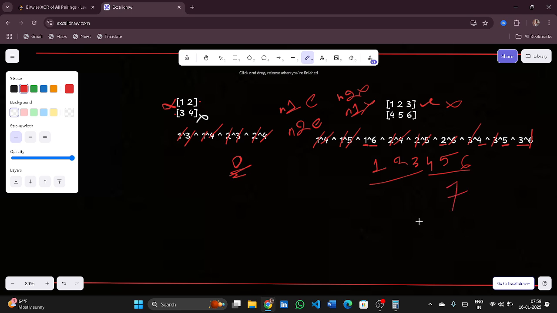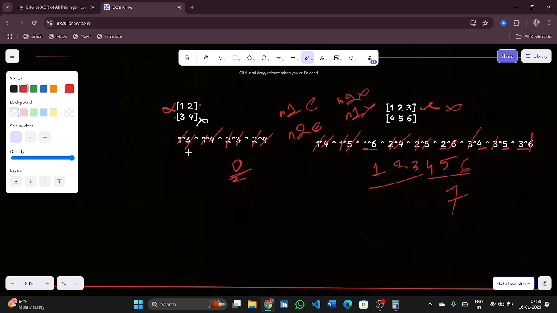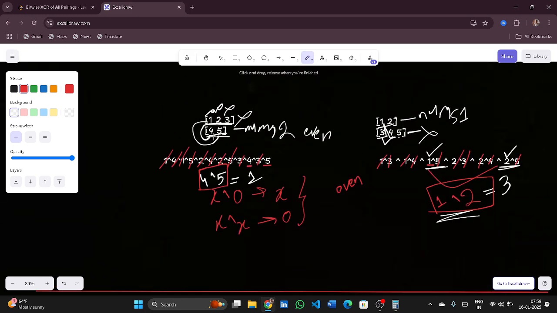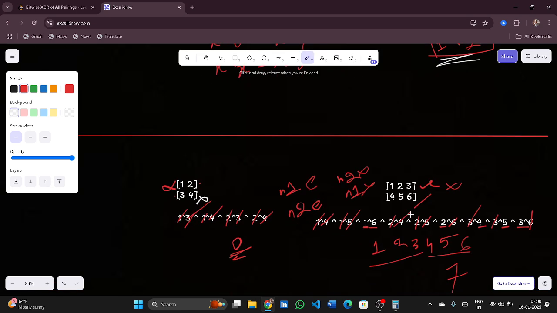But there are only 4 conditions: if both are even, both are odd, and one is even and one is odd, that's it. But every time if it is even, then this XOR is not considered. If nums1 is even, then nums2 is not considered. The same thing is the algorithm with these two things.